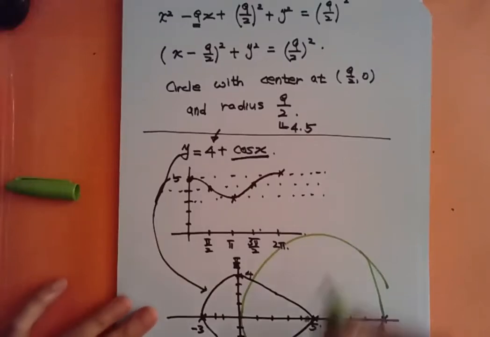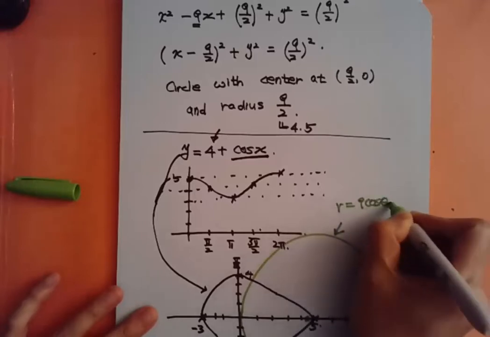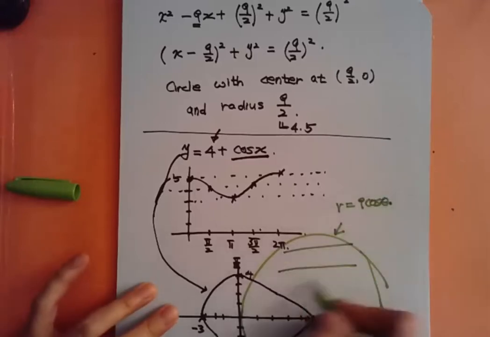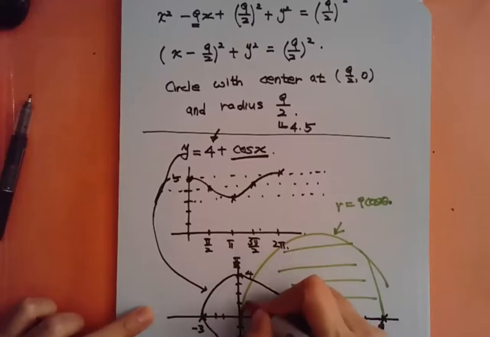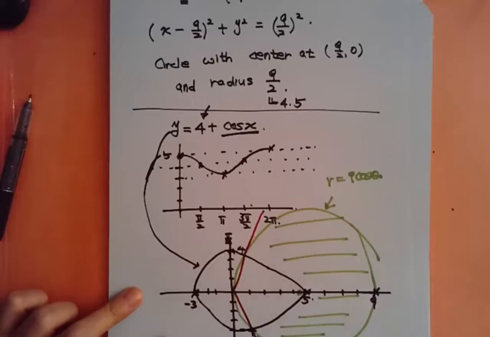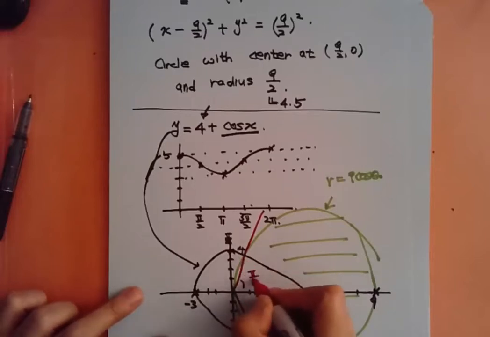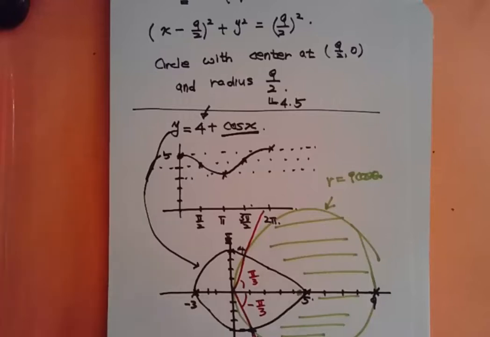So what they are asking you, this one is a graph of r equals 9 cosine of theta. And what they are asking you is figuring out this part. So it'll be like this. And so this is pi over 3, and this is minus pi over 3. You can get it by calculating.